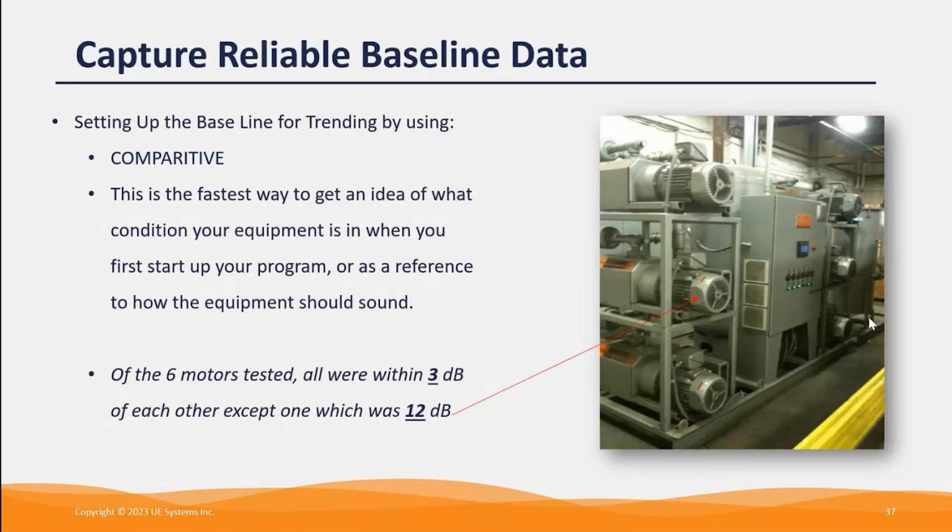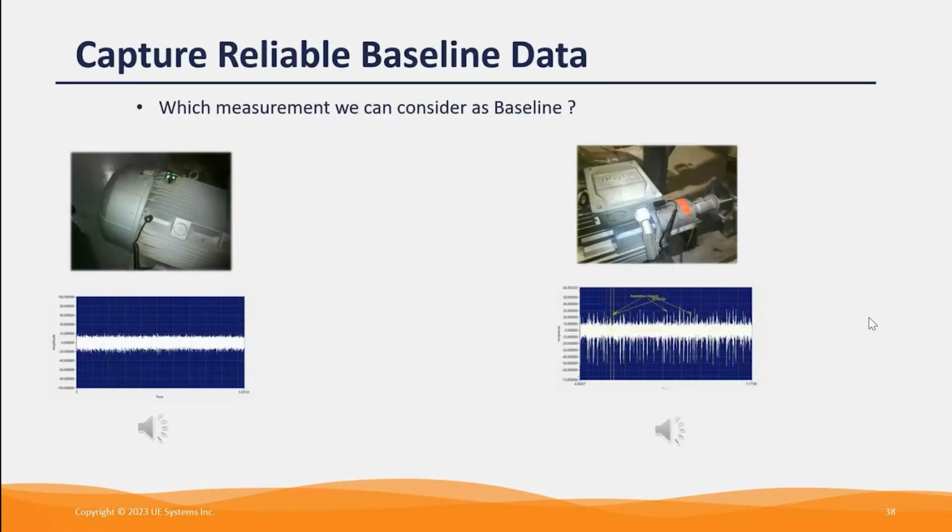So in this case, we should not consider the 12 decibel value reading as a valid baseline. It may indicate an early stage of fault or lubrication issue. So we cannot consider this as a baseline for this motor. So which machine truly reflects a healthy condition? In the next slide, Mohammed, we have 2 cases, the left side and the right side.